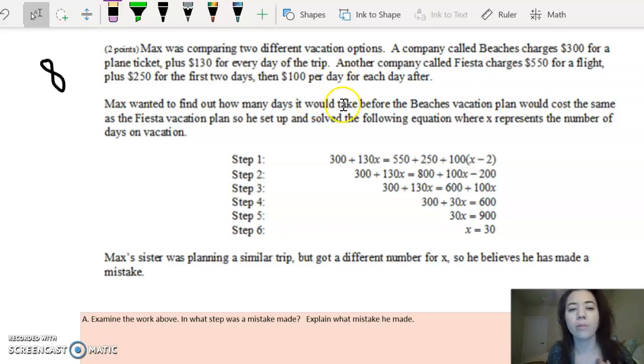Max wanted to find out how many days it would take before the Beaches vacation plan would cost the same as the Fiesta vacation plan. So he set up and solved the following equation where x represents the number of days on vacation. So this requires you to not create the equation or anything. Max has already set up the equation to try and figure out how many days they would need to go on vacation for it not to matter what company they choose.